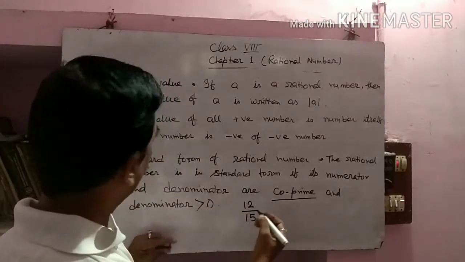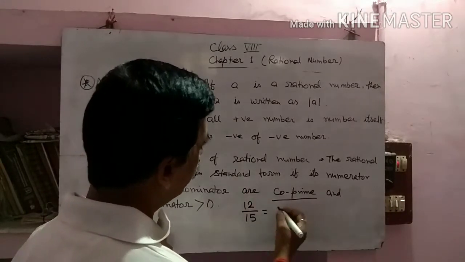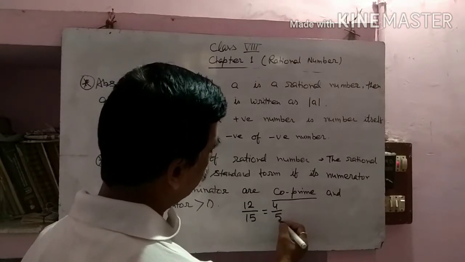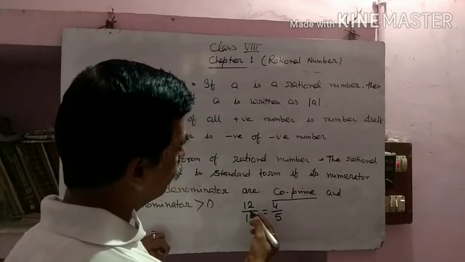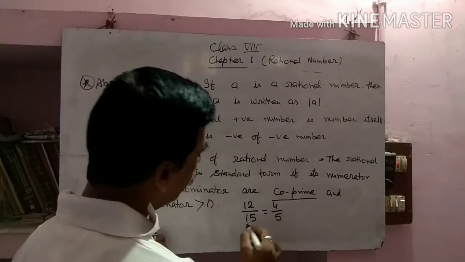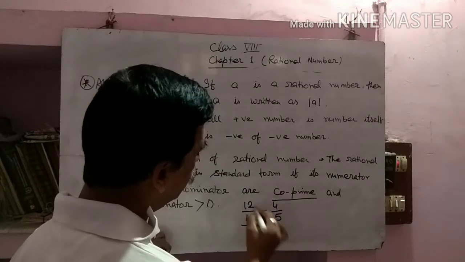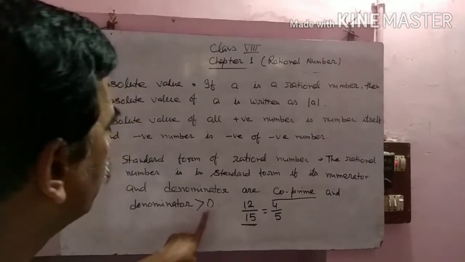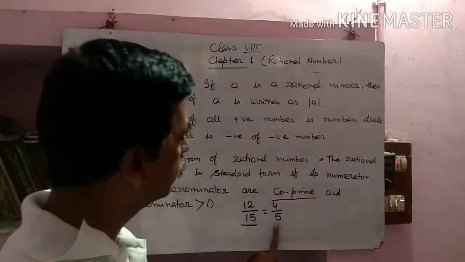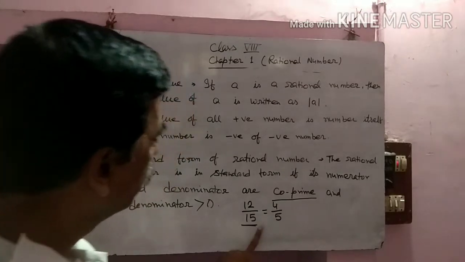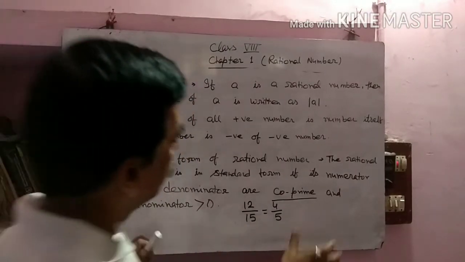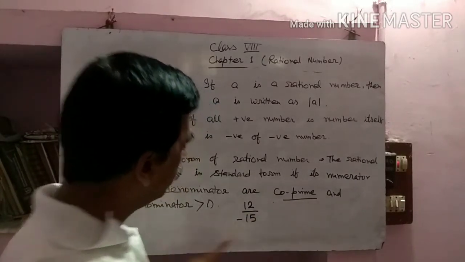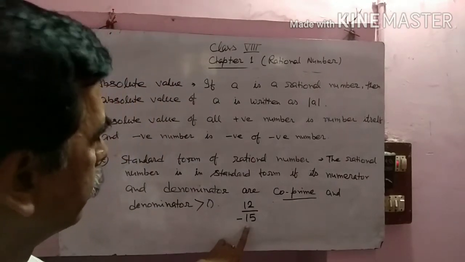So the standard form of 12 by 15: you divide, 3 fours are 12 and 3 fives are 15. So the standard form of 12 by 15 is 4 by 5. Another condition is that the denominator is greater than 0. So here the denominator is greater than 0. But if the number is written like this, it means its denominator is less than 0.